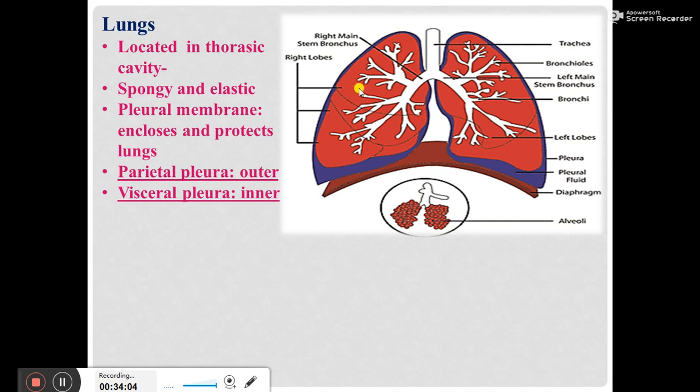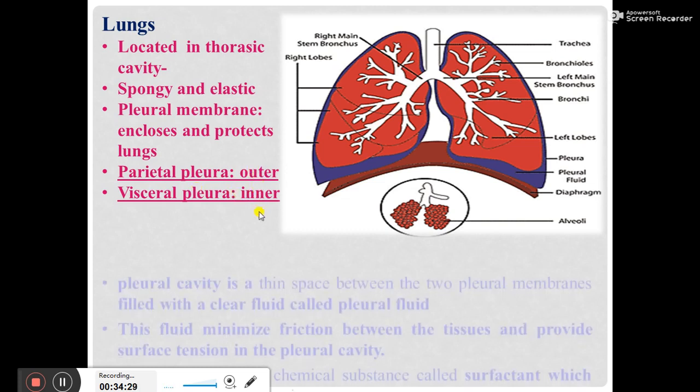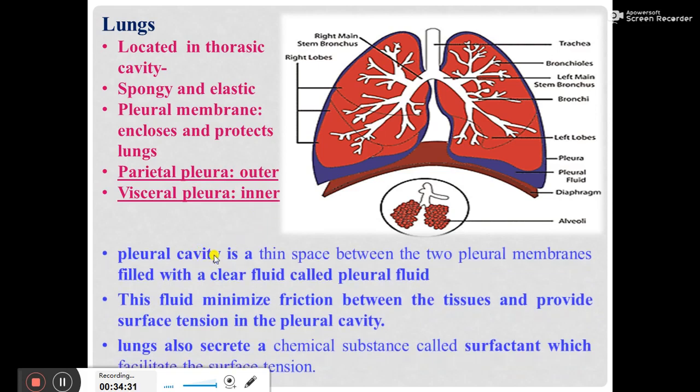Next, the lungs are enclosed by a membrane, also called the pleural membrane. This is the pleura, which encloses the lungs and protects them. The outer pleural membrane is called the parietal pleura and the inner membrane is called the visceral pleura. Between these two membranes there is a fluid present. The pleural cavity is formed by these two membranes, and in it there is pleural fluid.